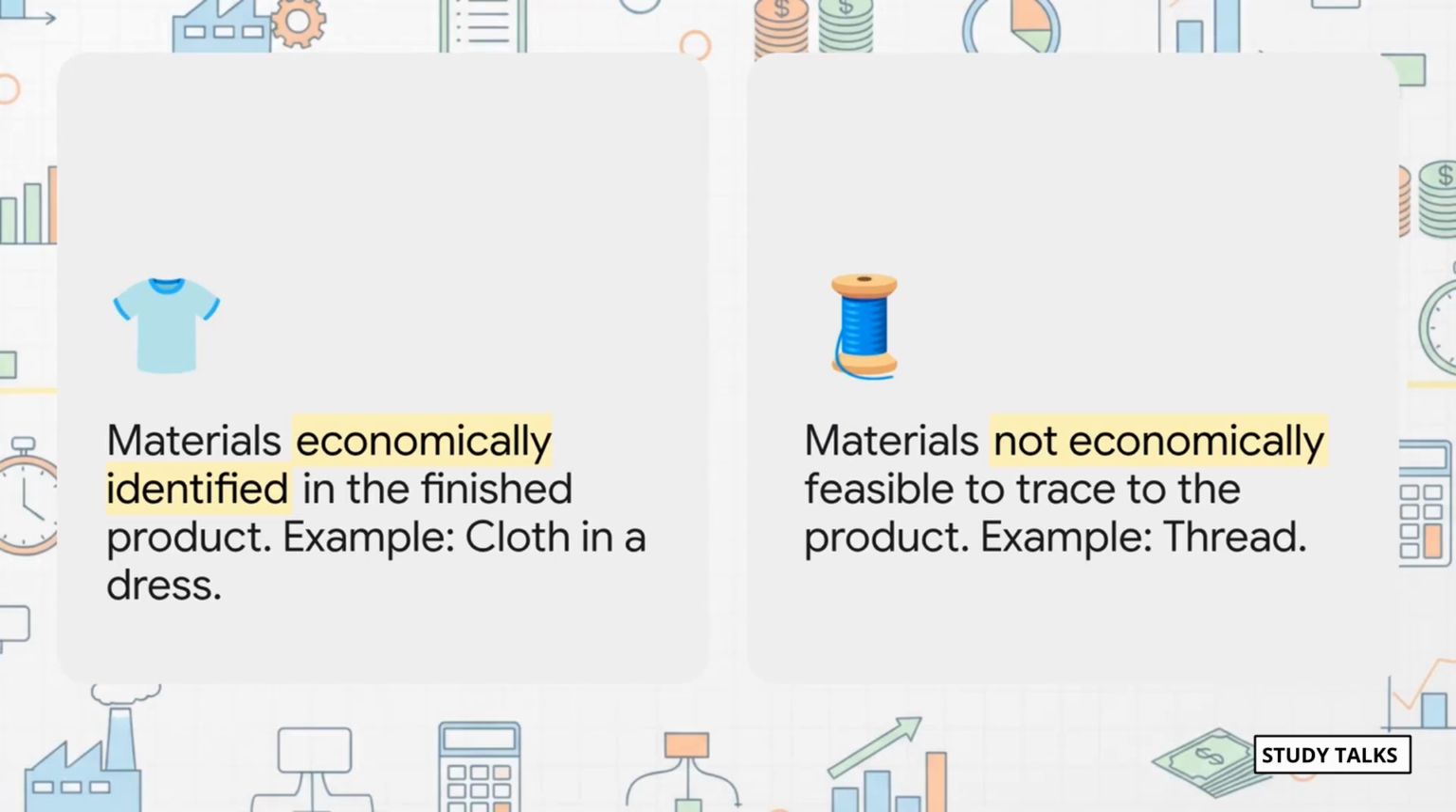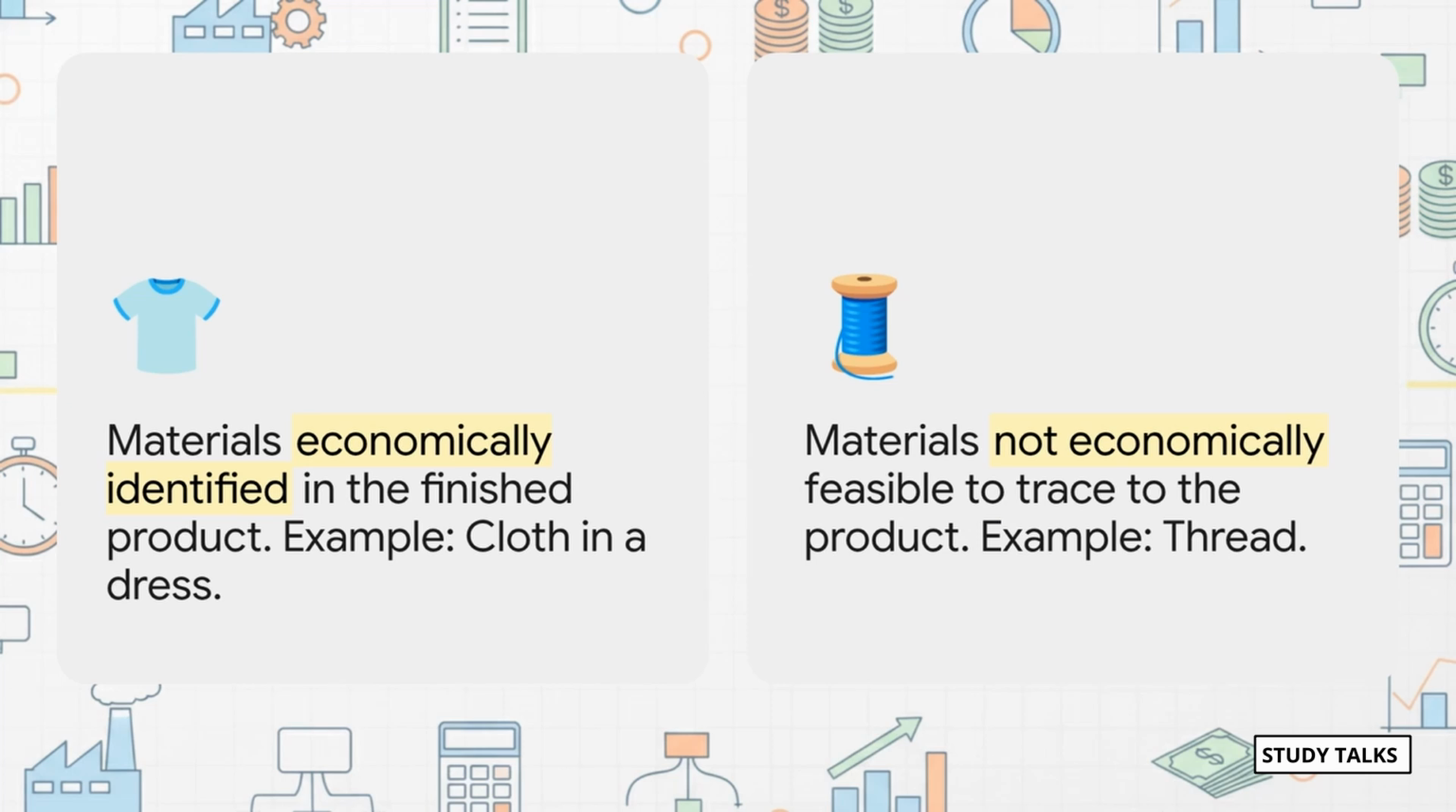So let's start with material. Direct material is the obvious stuff. It's the cost of the things you can actually see and point to in the final product, like the cloth used to make a dress. Indirect material is the other stuff, like the thread used to stitch that dress. You know it's there, but you can't easily trace it.